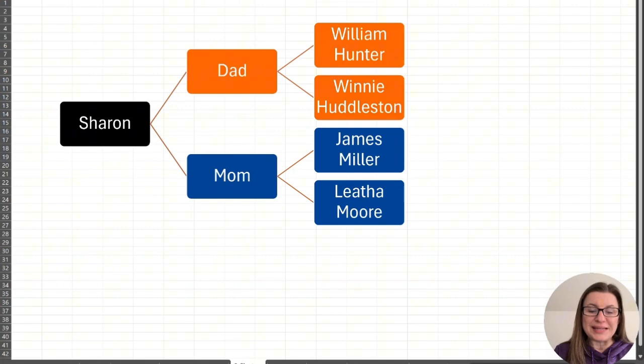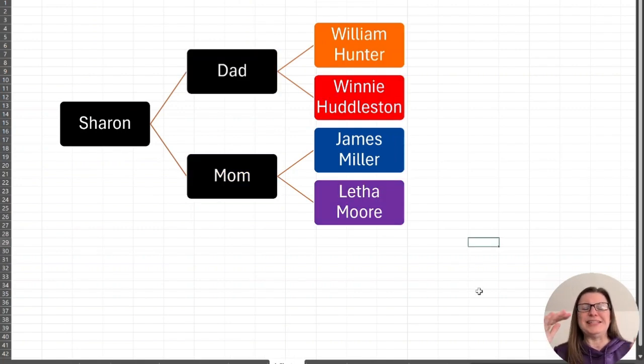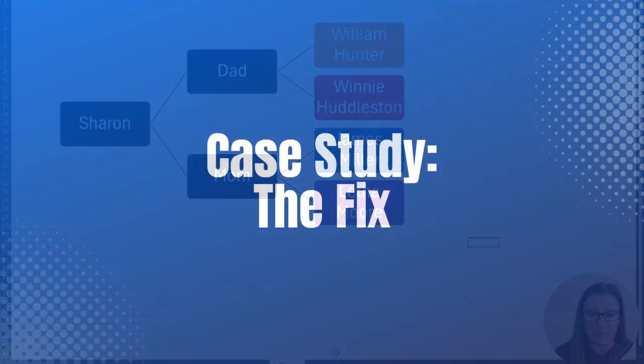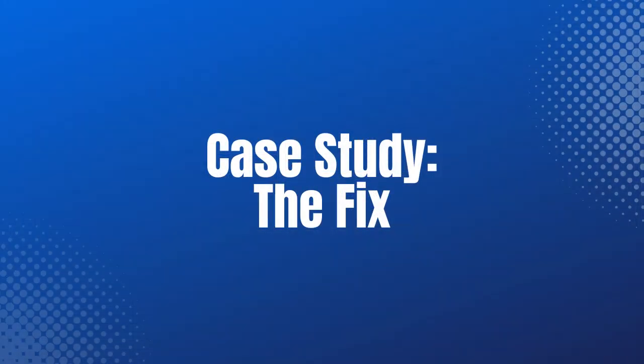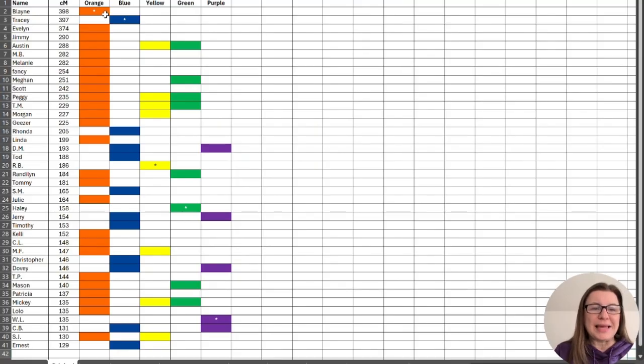But what we'd really like is to get 4 clusters. We would really like to see 4 different colors, a Hunter cluster, a Huddleston, a Miller, a Moore, and have those broken out. It's most likely that those key people that started those clusters were either younger first cousins once or twice removed, and that's what happened. So here's the original. For the orange cluster, Blaine was the original person, and for the blue cluster, it was Tracy. Now let's look at my updated Leeds method.